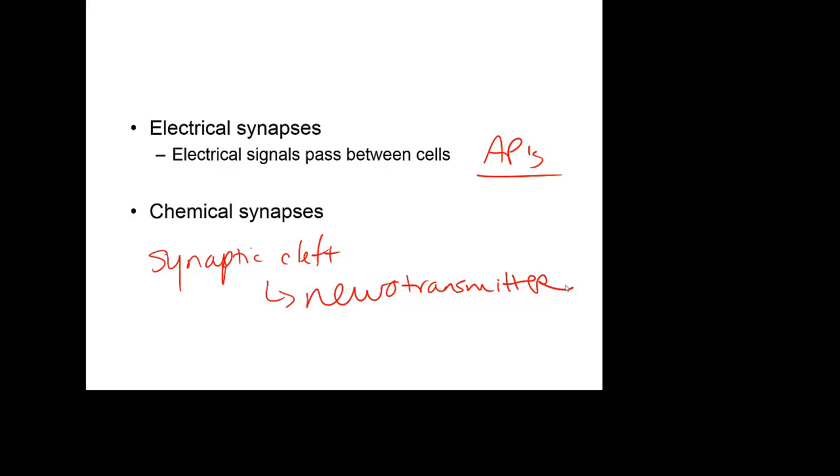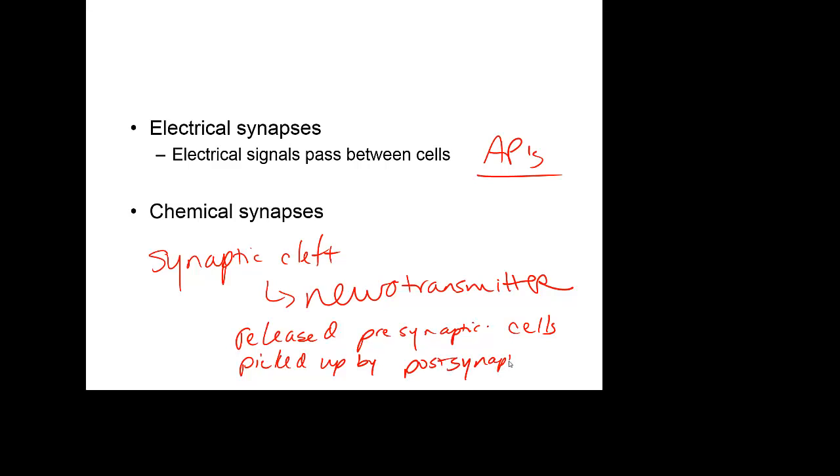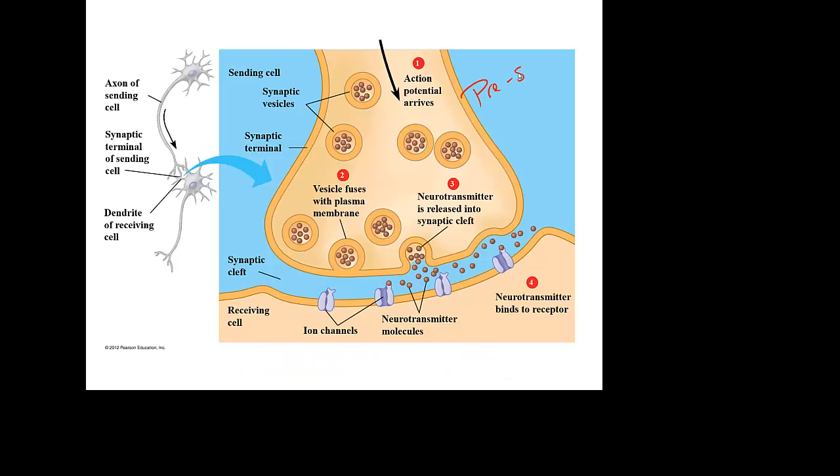The neurotransmitter is going to be released by the presynaptic cell and picked up by the postsynaptic cell. So if this is our presynaptic cell and our postsynaptic cell is at the bottom, remember nervous signal only transfers in one direction. So we have it coming in from the top.